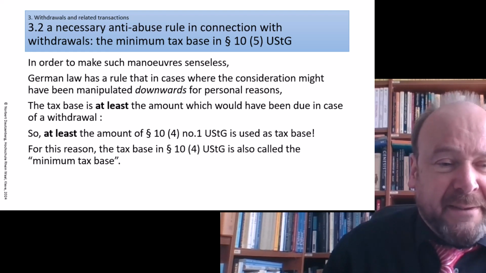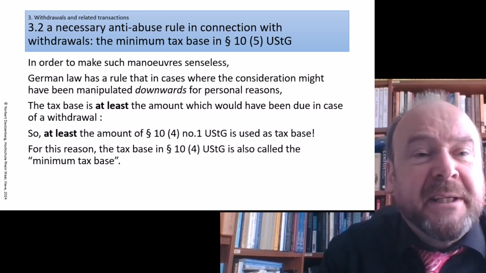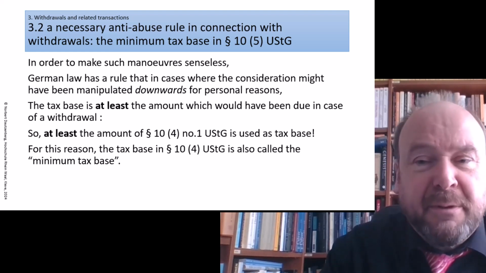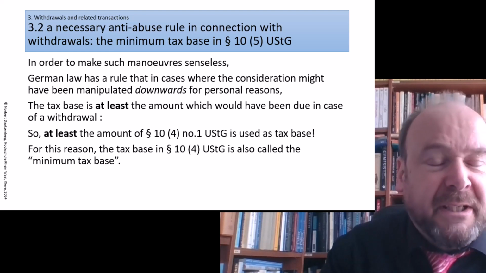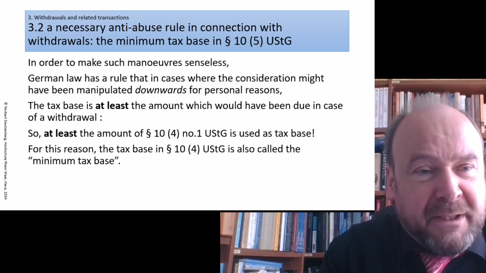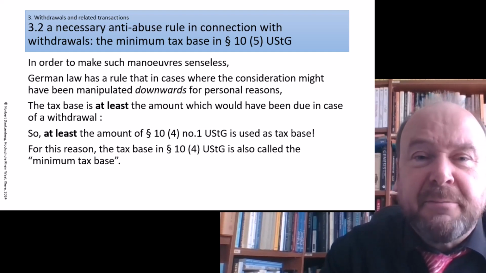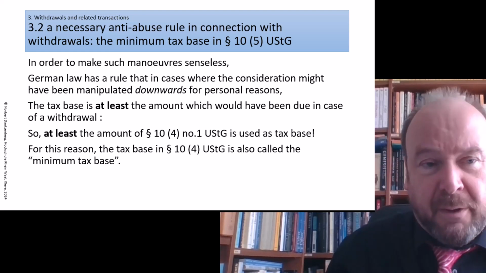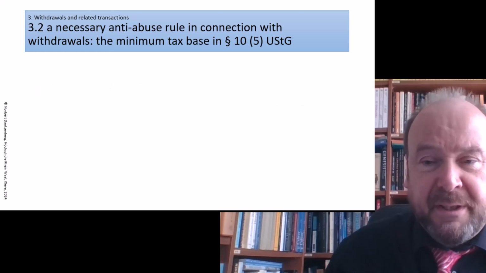So for this reason, in Germany, the 10.4, the withdrawal tax base, is also widely called the minimum tax base, the Mindestbemessungsgrundlage. Because that means whenever you have a consideration, a gross payment, and you have the suspicion it might be manipulated downwards because the other side is closely related, and personal motives might have influenced the price setting downwards, then we check if 10.4 brings along a higher tax base, and the higher of the two will be applied.